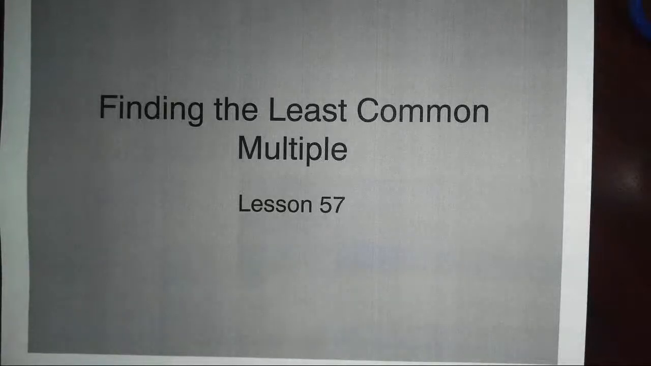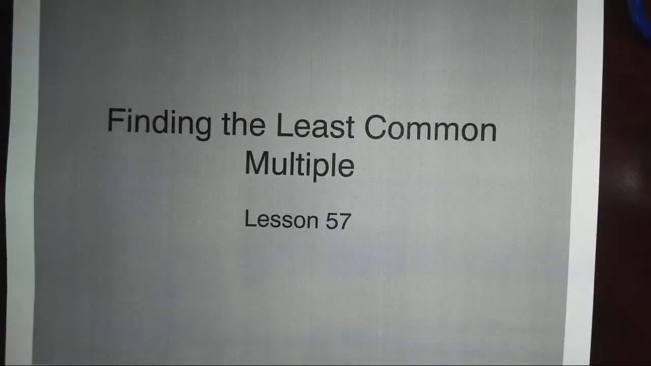This video is about finding the least common multiple, and this is lesson 57 in your book. Now it's really important that you don't get least common multiple mixed up with greatest common factor. Factors are smaller than the numbers that we are given. Multiples are typically either equal to or larger than the numbers that we're given. So if you think factors of 6 are 2 and 3, but multiples of 6 would be 6, 12, 18, 20, 24, etc.